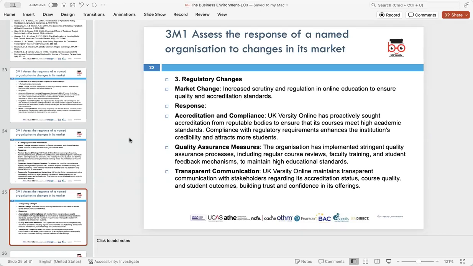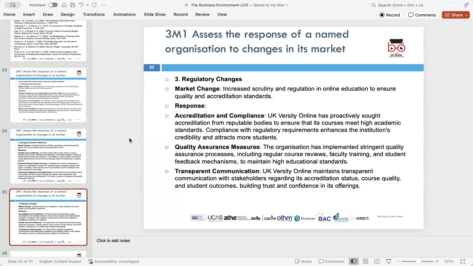So, accreditation and compliance. UK Versity has proactively sought accreditation from reputable accrediting bodies to ensure its courses meet high academic standards. Accreditation is the formal recognition that the institution and its programs meet certain quality criteria. By obtaining accreditation, UK Versity Online enhances its credibility and attracts more students who seek recognized and valuable qualifications.